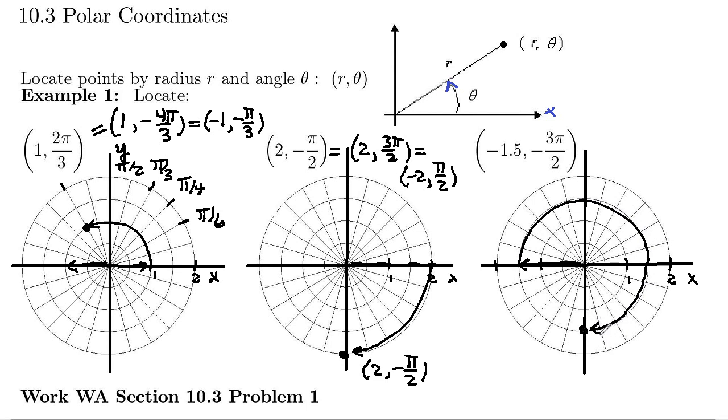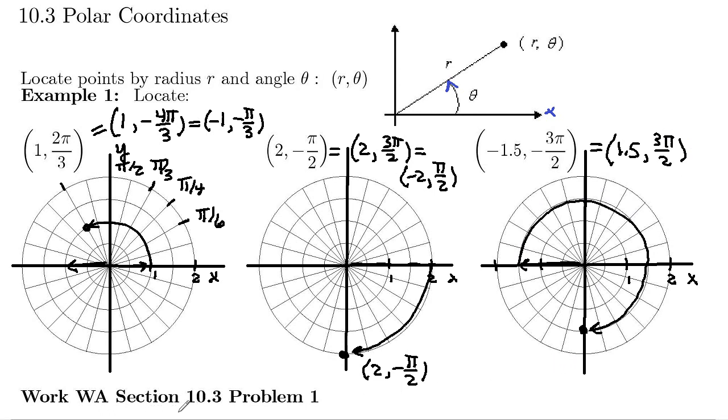And then I could have specified this with a positive angle. If I would have gone positive 1.5, that would take me out here. And then, let's see, we'd have to go counterclockwise, pi over 2, pi, 3 pi over 2. So that would be one other way to specify.